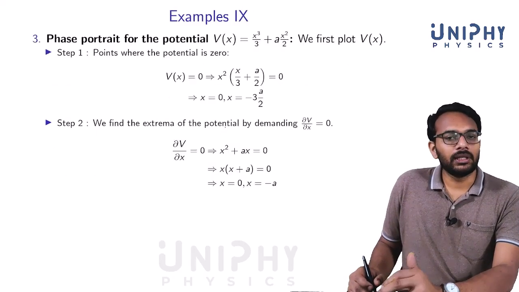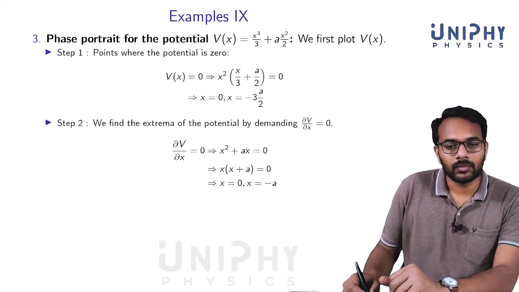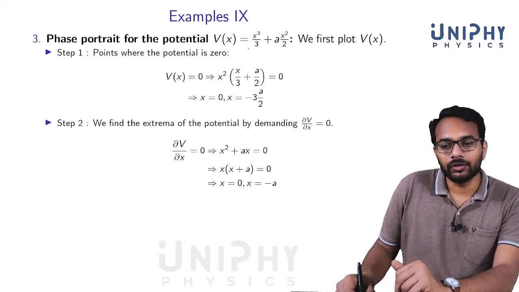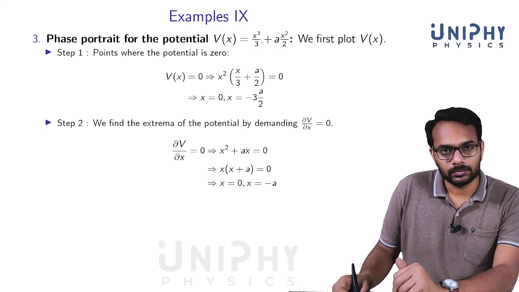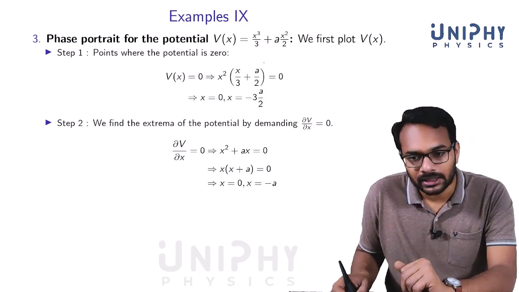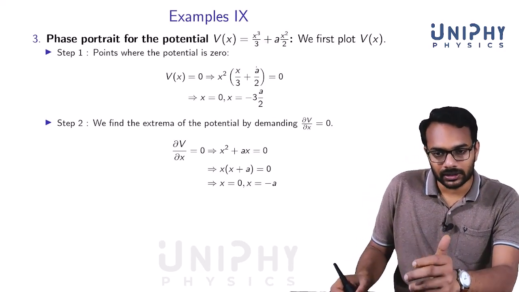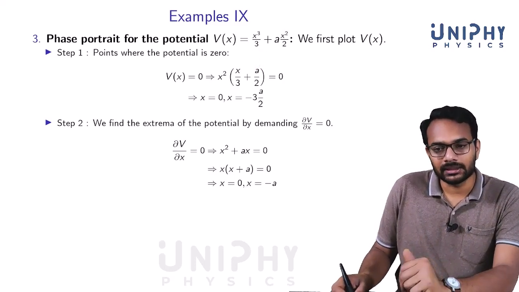Now let's go into another problem. This is one that was asked in one of the examinations. Phase portrait for the potential V of x equal to x cubed by 3 plus a x squared by 2. That's a potential energy curve, potential energy versus x, that's given. Since we have already discussed this in some detail, we'll just quickly go through it. You can do the rest of it by yourself.